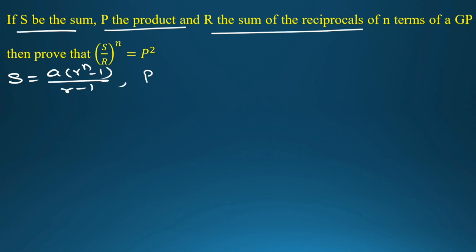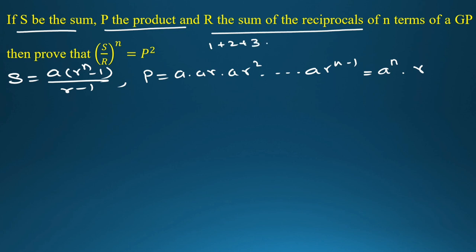So, P can be written as A times AR square times up to AR to the power n minus 1, which means A to the power n times, you see, I am doing it a little directly here, R to the power 1 plus 2 plus 3 and so on up to n minus 1. So it is the sum of n minus 1 natural numbers. So its sum will be n times n minus 1 divided by 2. You can verify this by using the formula for AP also.